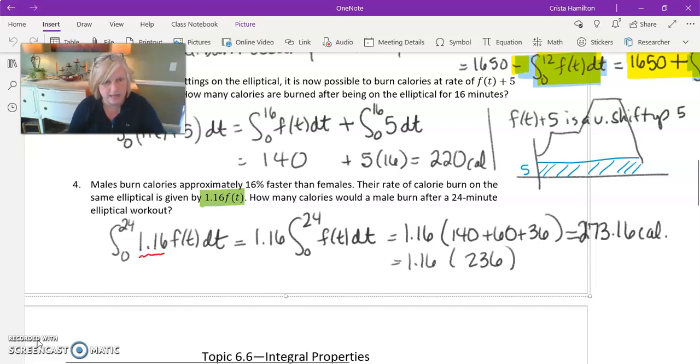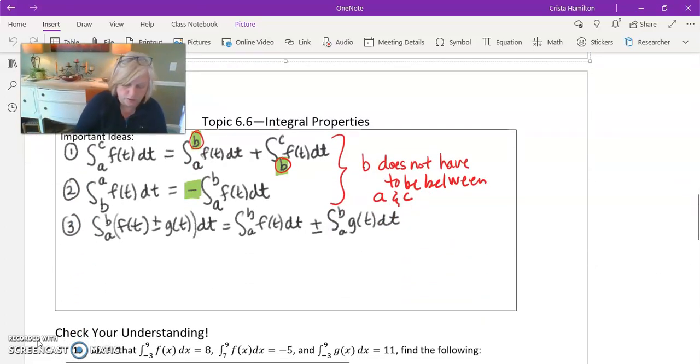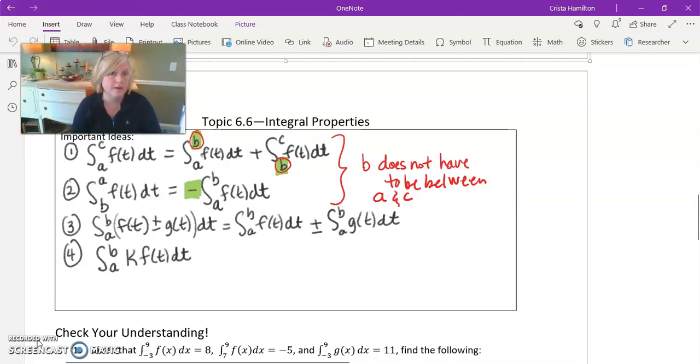All right, so let's add that to our property list down here for number 4. So if I have the integral from a to b of a scalar multiple times f of t dt, that constant is just a rider. It just rides along, and we can pull it out to the front and calculate the integral from a to b of f of t dt.